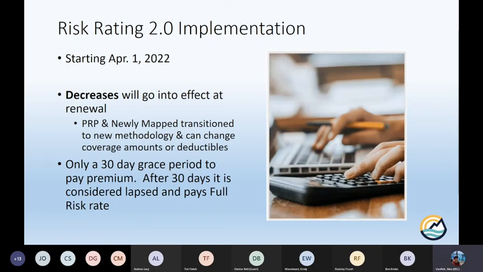Increases, again, have that statutory cap where they can only raise so much over time. So those are going to see steady increases over time until they get to full risk. PRP and newly mapped are, again, transitioning to the new methodology because of the different rating variables. But, again, when folks renew, they can look at their different coverage amounts.